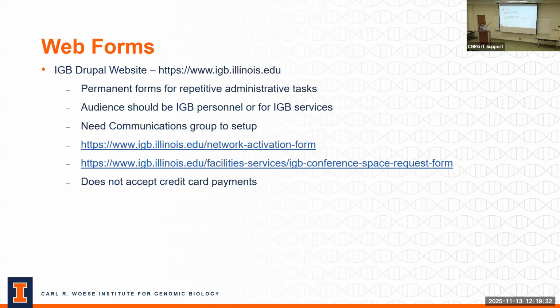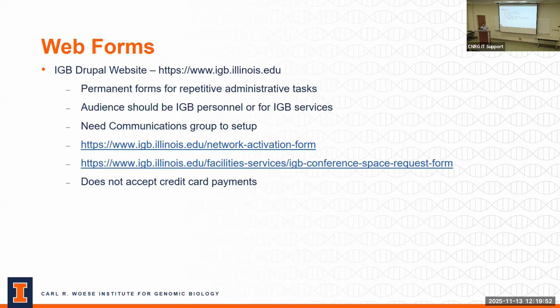One example is if you want to get your computer on our network, you have to fill out this network activation form. Facilities has a form to fill out for conference room space. There are some other ones in there, but maybe there's something for your theme that would be kind of permanent, and it'll be set up and it'll always run.